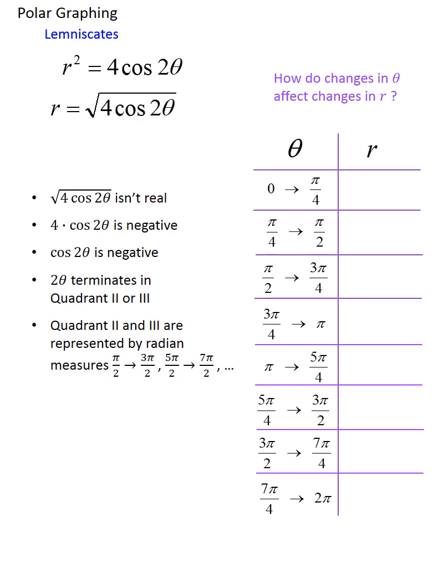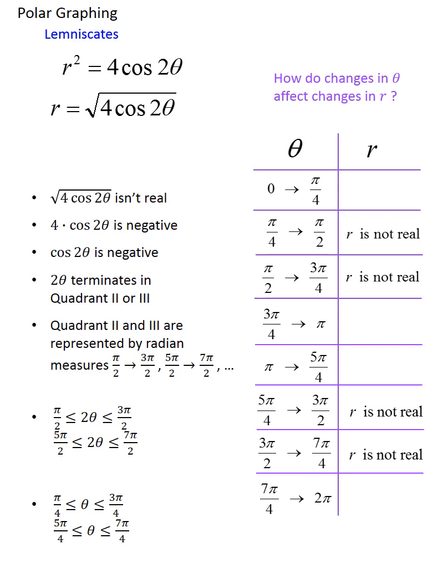But quadrants 2 and 3 can be represented this way: pi over 2 to 3 pi over 2, but also 5 pi over 2 to 7 pi over 2, and many more if I needed them, which I won't for these purposes. So if that argument 2 theta is anywhere between these values, in other words, if these inequalities are true, then r doesn't exist. Dividing everything in these inequalities by 2 gives me some clarity about theta, and what this means at the bottom left of your screen is that if theta is anywhere in those intervals, then r does not exist. So I'll put r is not real, which is a graphic way of saying it doesn't exist, in those particular regions.